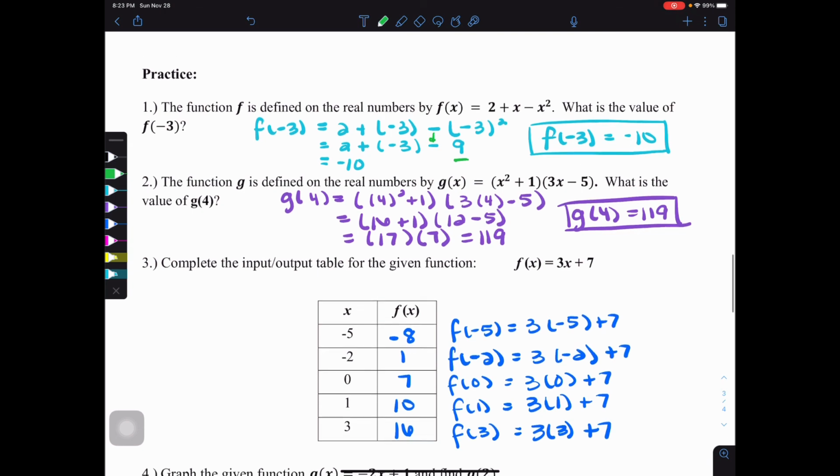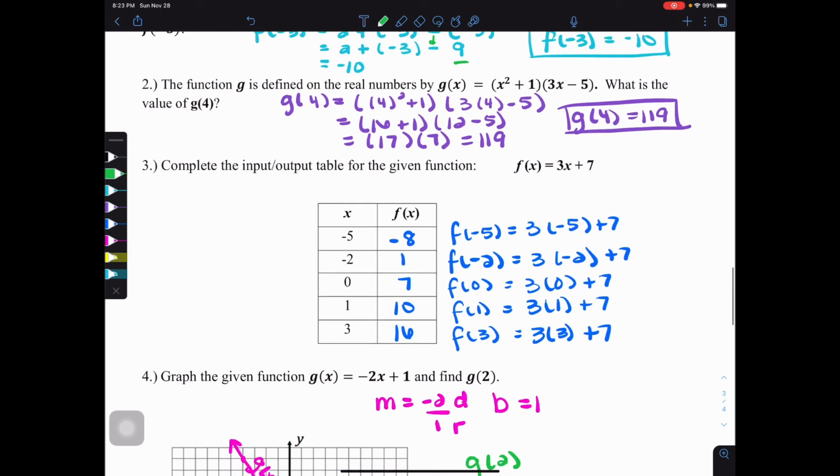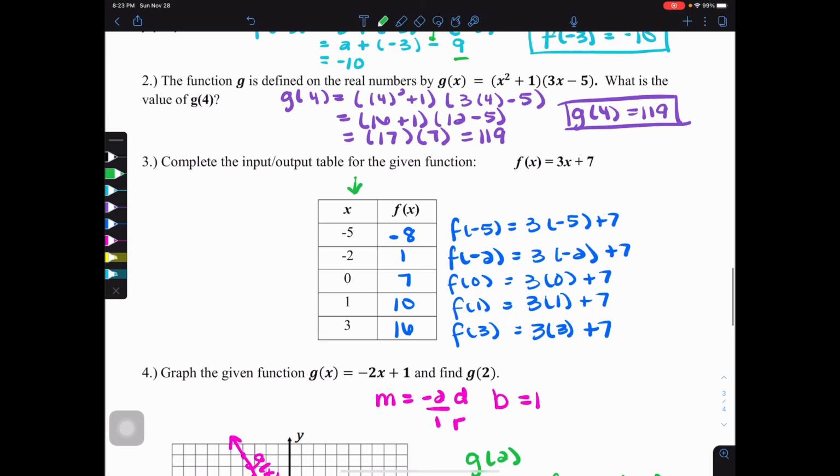In number 3, complete the input-output table for the given function. f of x equals 3x plus 7. So in this notation, the x side was filled in, so it's giving me all my different inputs. I'm doing my substitutions over here on the side, so you can see f of negative 5, every place there was an x, I replaced it with negative 5. f of negative 2, everywhere there was an x, I replaced it with negative 2, and so on. I then simplified using the order of operations to get the values negative 8, 1, 7, 10, and 16.